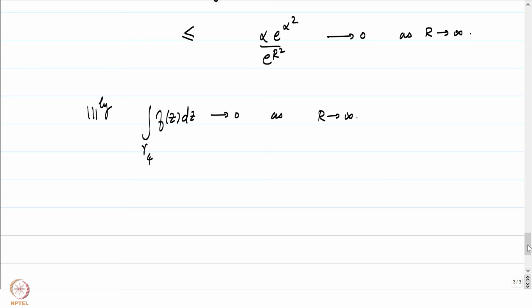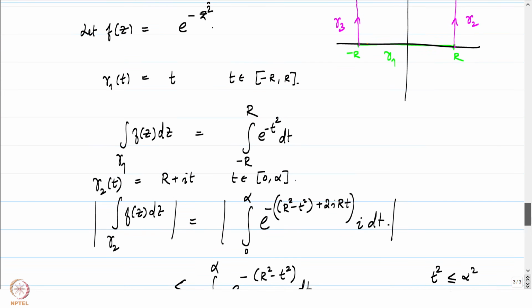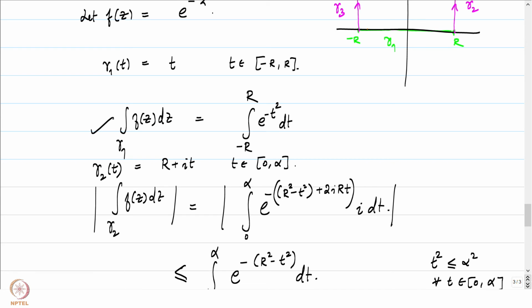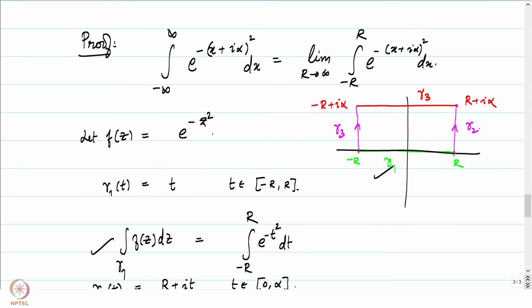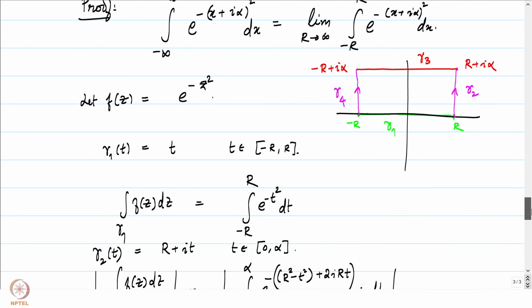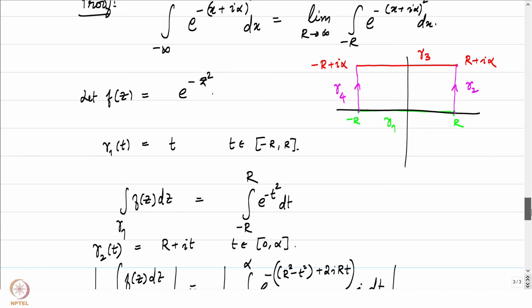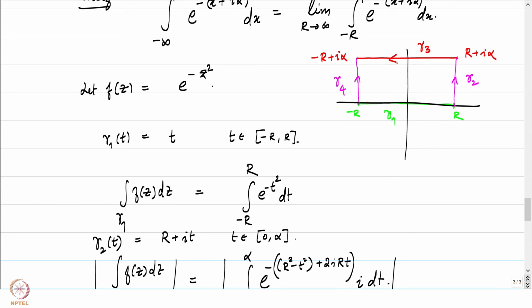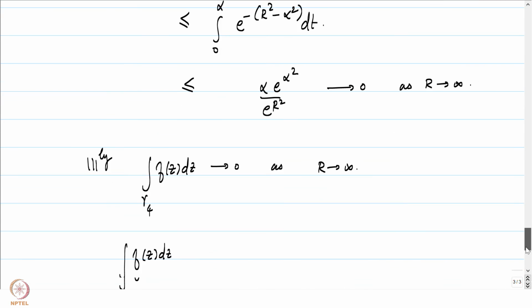So we have taken care of gamma 2, and we have also taken care of gamma 4. Let's now worry about gamma 3. What is the integral of f of z dz over gamma 3? We would rather compute the result over minus gamma 3, which is the reversal. Gamma 3 would be in this direction. Let's see what minus gamma 3 is.